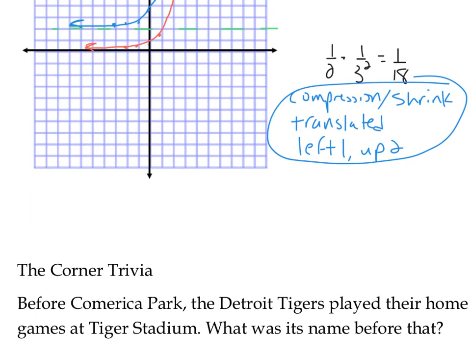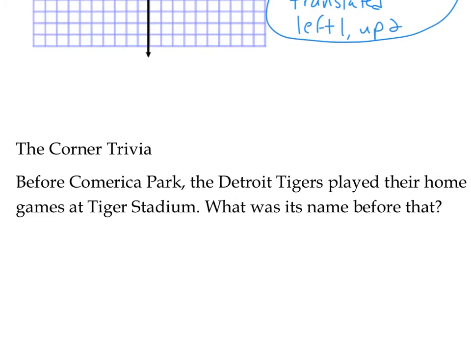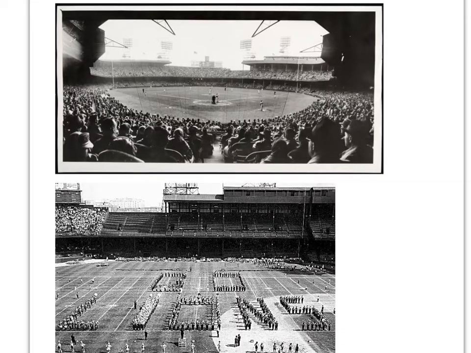All right, before we might look at another example here with a couple other things to be aware of, a little corner trivia. Okay, before Comerica Park, Tigers' home stadium, they played at Tiger Stadium. What was it called before it was called Tiger Stadium? A couple pictures of that stadium, a couple older photos from what was Tiger Stadium before they moved to Comerica Park. It was originally known as Navin Field. The owner of the Tigers, Frank Navin, named it Navin Field. It opened the same day as Fenway Park in Boston in 1912.